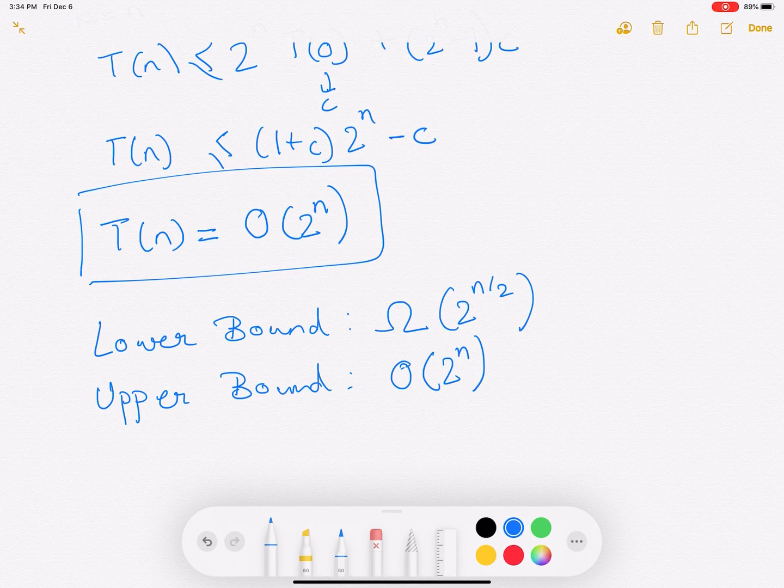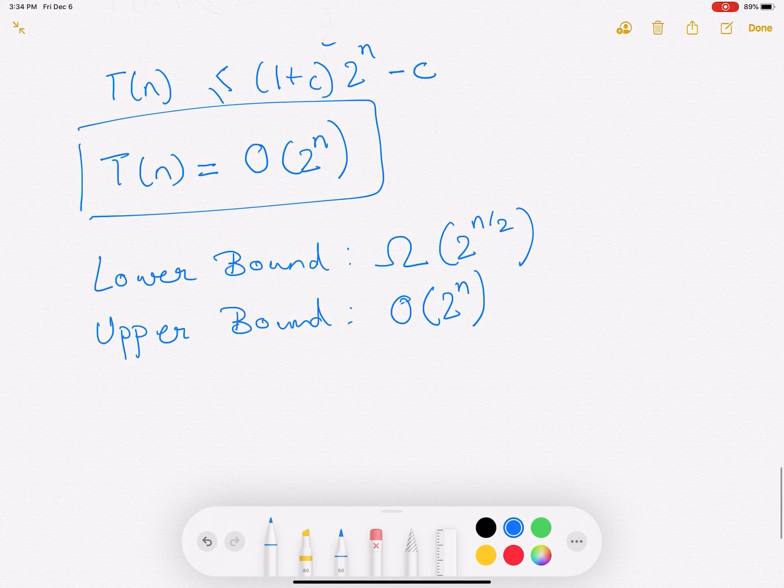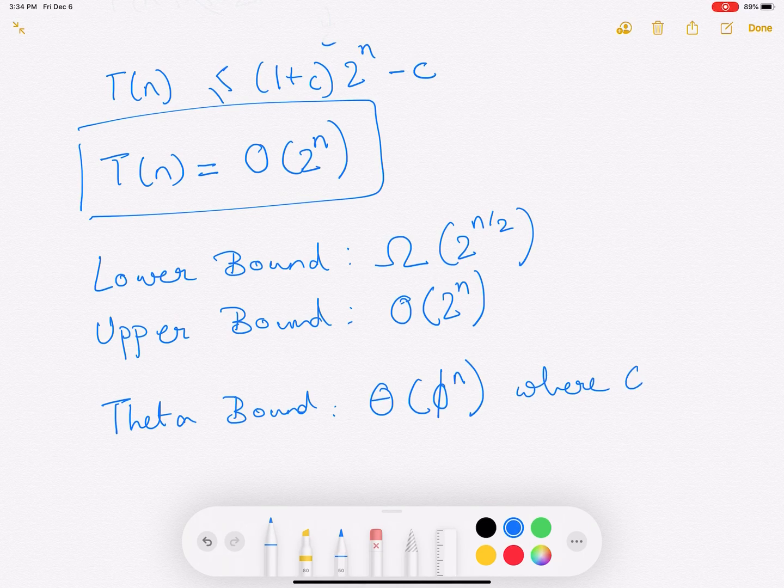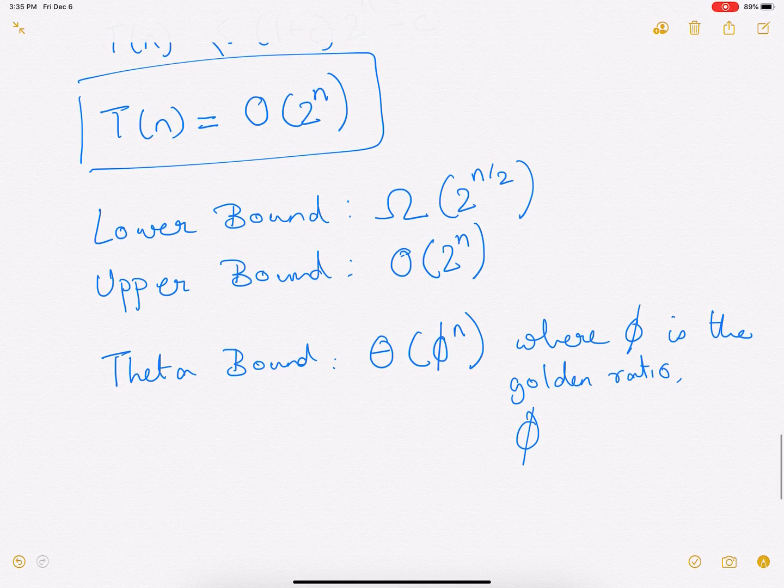Now, this Fibonacci series also has a theta bound. Okay, so we're not going to prove the theta bound here, but I'm just going to give you the theta bound. So the theta bound is theta of phi to the n, where phi is the golden ratio, and that is equal to 1 plus root 5 by 2. That is what phi is. So we found the upper and lower bounds by this method here.